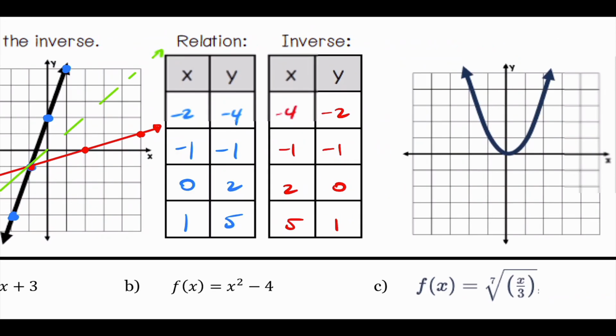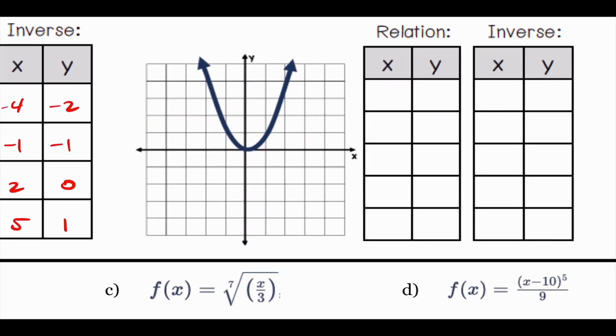All right, so next one, same thing. Make dots. This one I need 5 dots. So I need more dots. Well, it looks like I go left 2, up 4. Left 1, up 1. 0, 0. 1, 1. There we go. I want whole numbers. I don't want any fractions. So that's why I picked those dots.